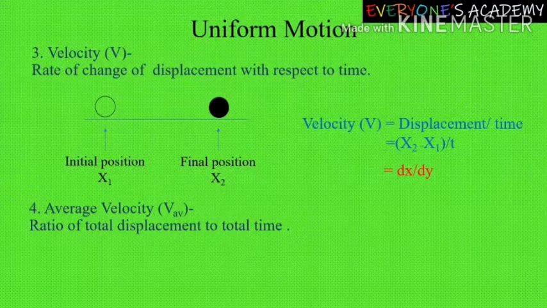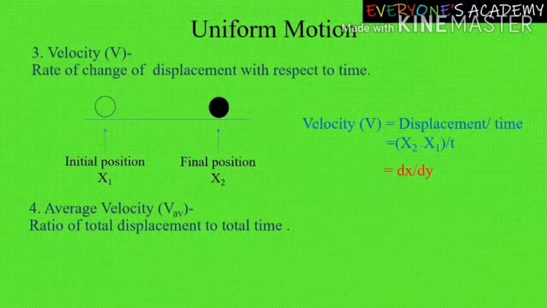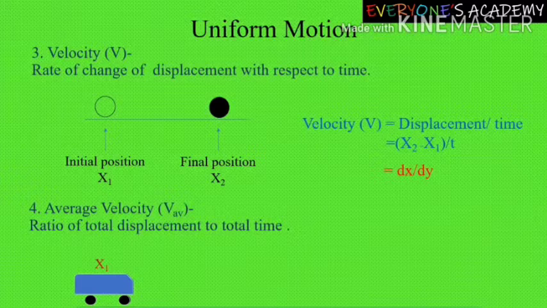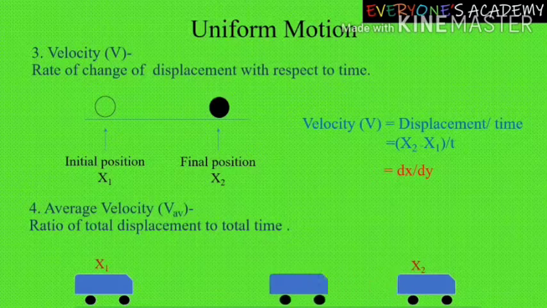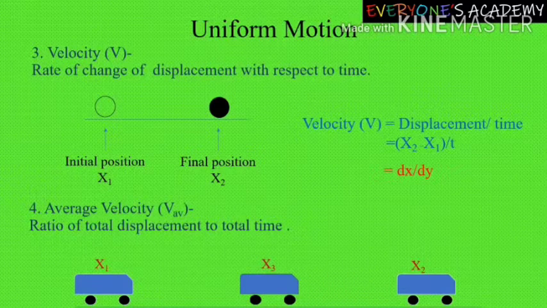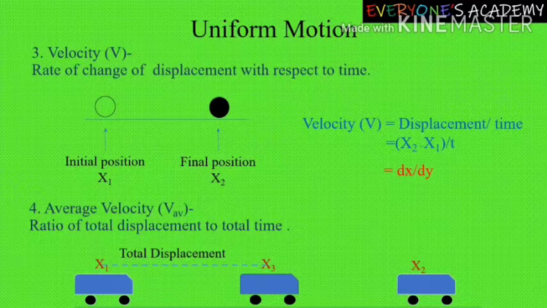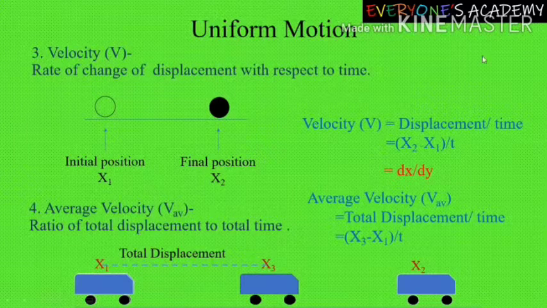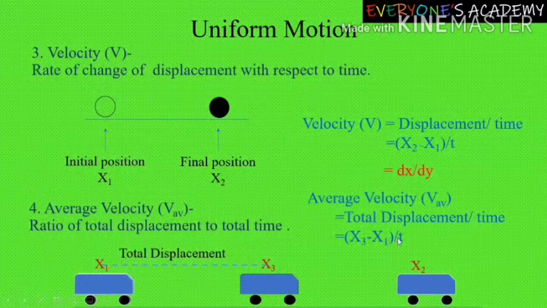Next thing you should remember is average velocity. Here, the ratio of total displacement to total time is known as average velocity. This can be applicable in such cases where, for example, this truck is moving from x1 position, goes up to x2 position and comes back to x3 position. Here total displacement is only x1 to x3 or x3 minus x1. That is why in case of average velocity, total displacement will be used divided by time.